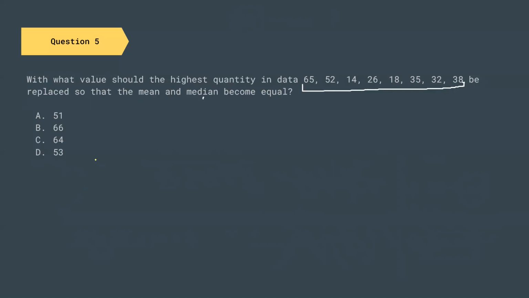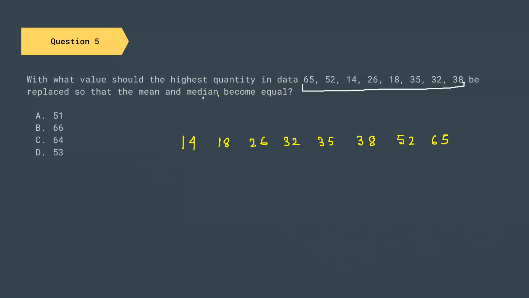If we arrange this data in ascending order, we are going to get 14, then 18, then 26, then 32, then 35, then 38, then 52, and 65. Now that we are done with this, let us try to understand the question.